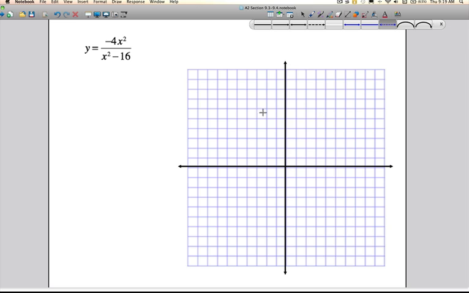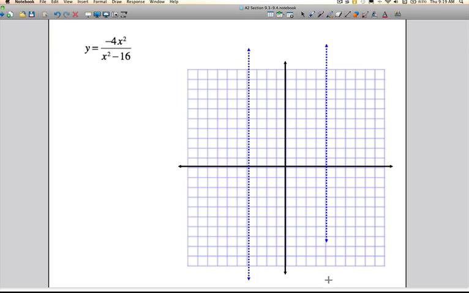So I'm going to put my vertical asymptotes in first. 1, 2, 3, -4 and 4. 1, 2, 3, 4. My horizontal asymptote was at y equals -4.